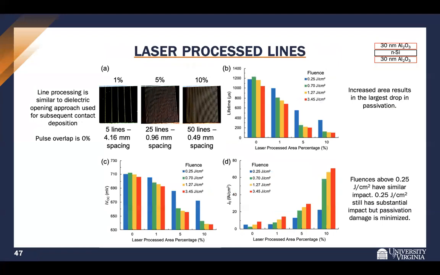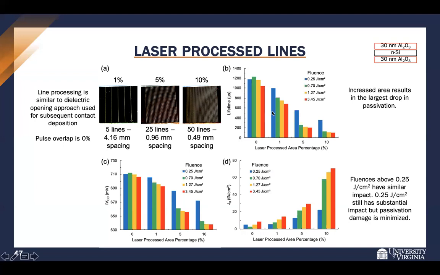Additionally, I looked at laser processed lines. This is more similar to dielectric opening used for finger contact deposition. You need to ablate your dielectric to deposit fingered contacts. Again, the pulse overlap is 0%, and what I did was draw lines across the entire sample. For 1%, for a 25 millimeter wafer, it's roughly 5 lines with 4 millimeter spacing, 5%, 25 lines, and 10%, 50 lines, with, of course, the spacing between lines decreasing.